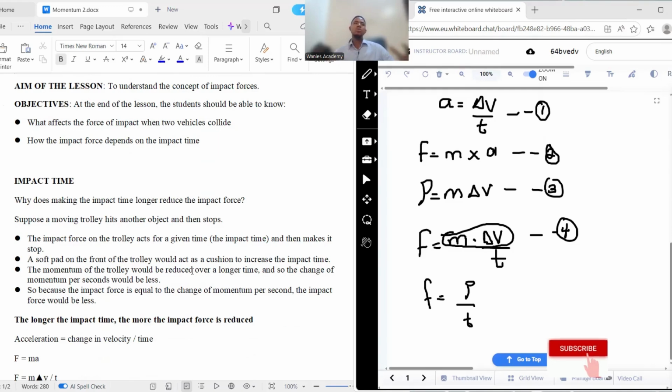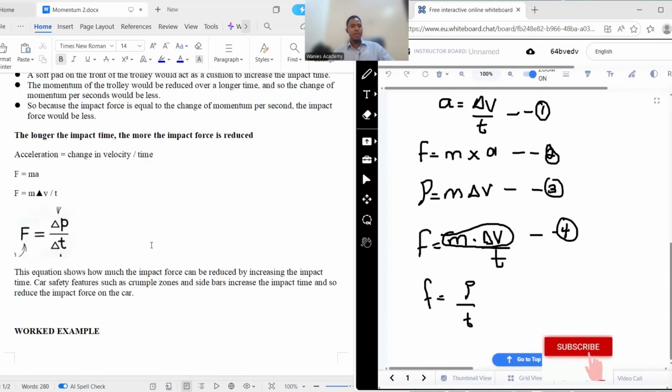So when we want to reduce the force, we increase the time taken. In a collision, we try to increase the time taken to lessen the force. These equations show how much the impact force can be reduced by increasing the impact time. That's why car safety features such as crumple zones and side bars increase the impact time, and so this reduces the impact force on the car.